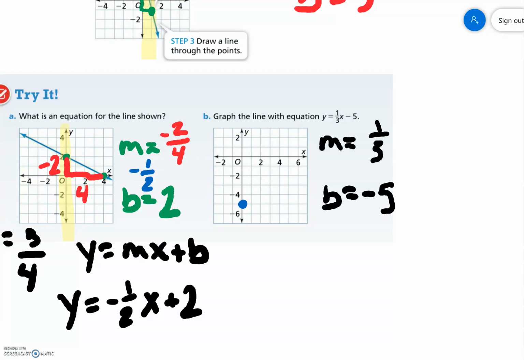Now I'm going to follow the rise over run. So from that y-intercept, I go up 1 over 3, put a point. Up 1 over 3, put a point. I'm going to see if I can go the opposite way following the same pattern, but now down 1 to the left 3, put a point. Once you have enough points, connect with a straight line and draw arrows.